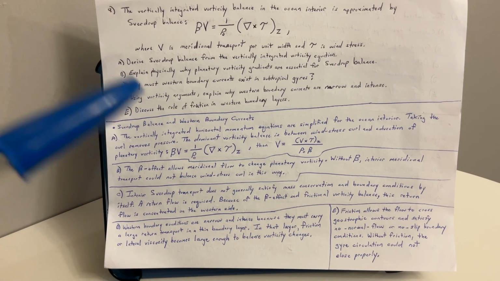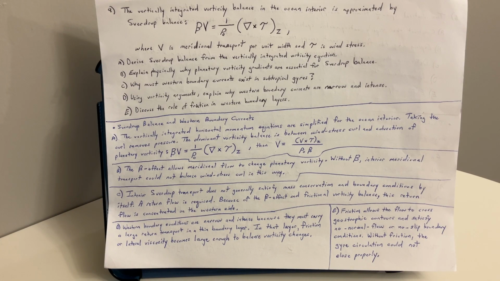Part D, using vorticity arguments, explain why western boundary currents are narrow and intense. So we could say here, western boundary currents are narrow and intense because they must carry a large return transport in a thin boundary layer. In that layer, friction or lateral viscosity becomes large enough to balance vorticity changes. So this is canonical.